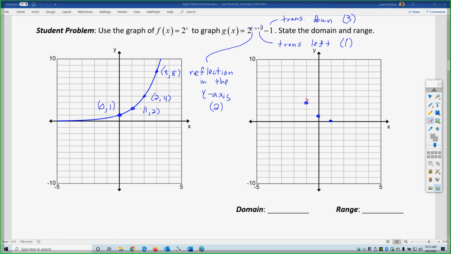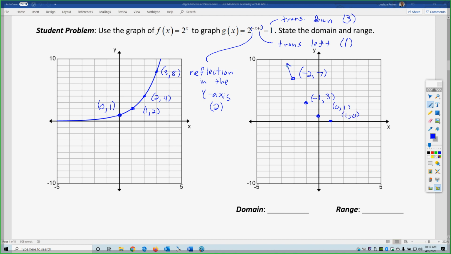Okay, so lastly, our next point is (3, 8). 1, 2, 3, 4, 5, 6, 7, 8. We need to translate left 1, reflect in the y-axis, and we need to go down 1. Okay, so that makes our new set of points, which are (-2, 7), (-1, 3), (0, 1), and (1, 0).